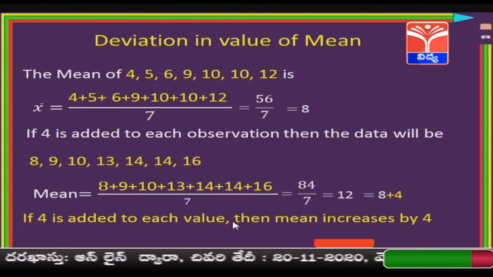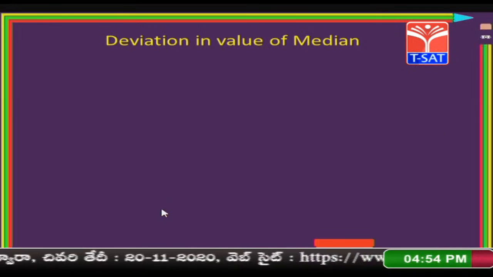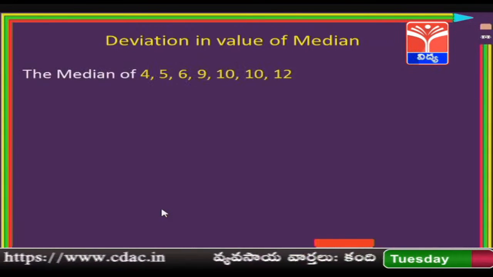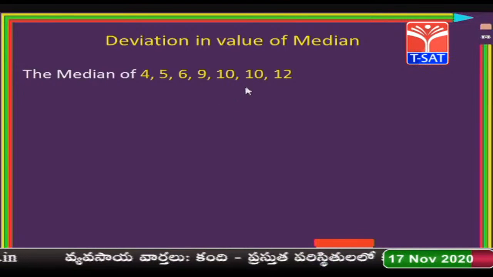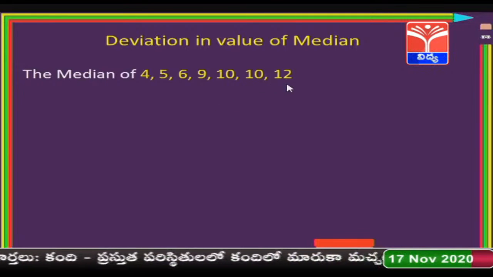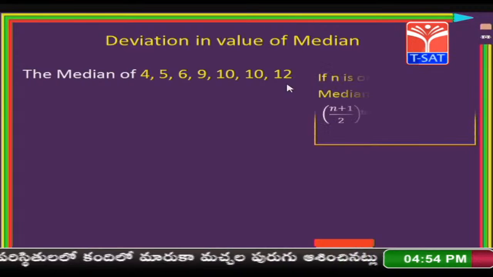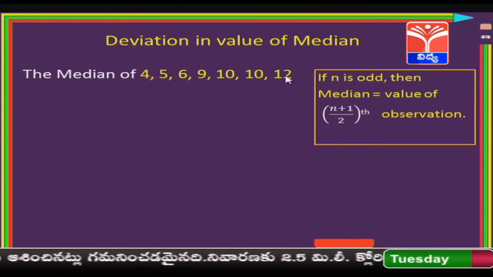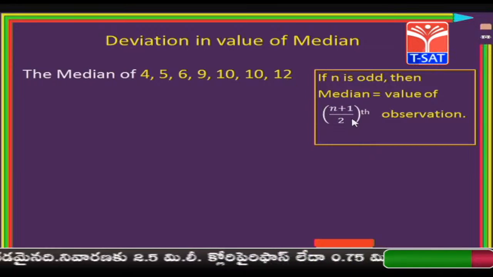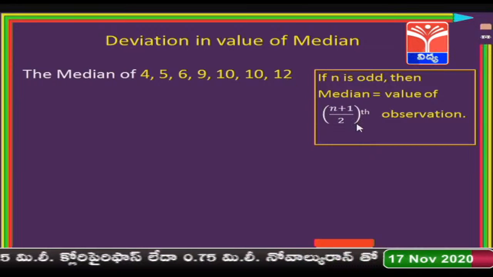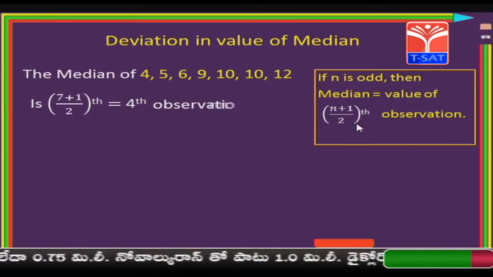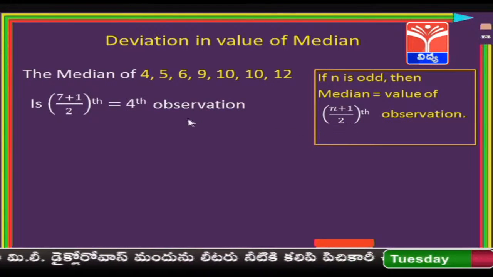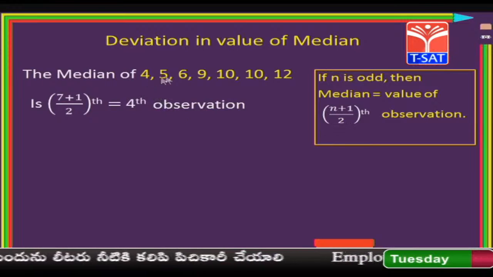Okay. So children, let us do the same thing for the median. You are going to find the median of 4, 5, 6, 9, 10, 10 and 12, and see what happens when there is a deviation. Because you are observing 7 observations, it is an odd number. So the median is the value of the (n plus 1) by 2th observation. Here it is (7 plus 1) by 2th observation, which is nothing but the 4th observation. So what is the 4th observation, children? Here 1, 2, 3, 4.